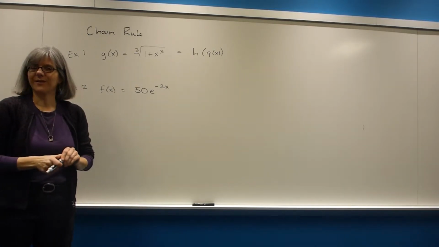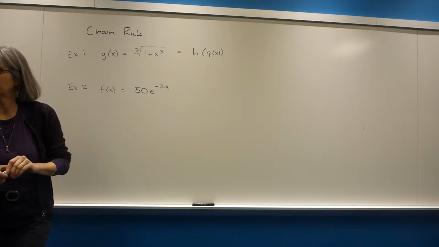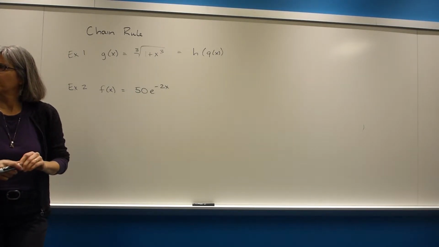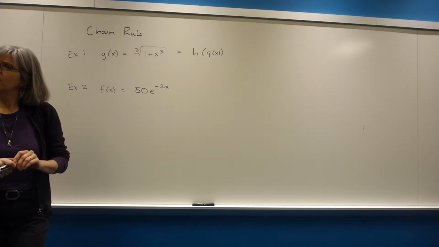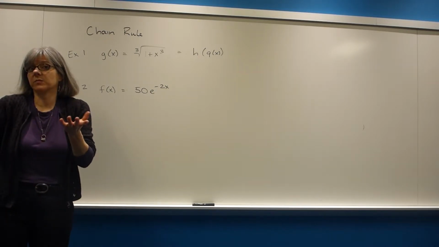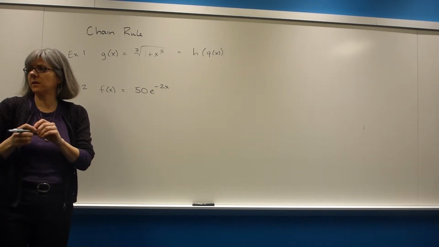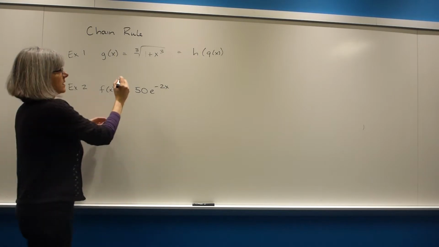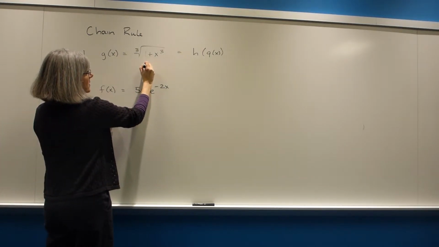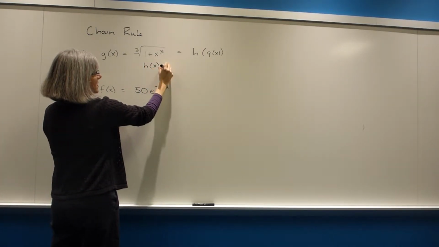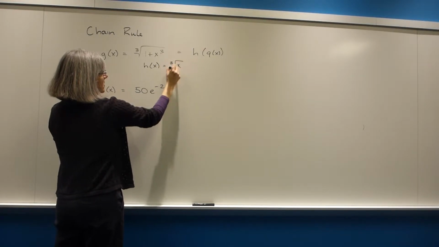All right, so do you guys have some ideas? Because there are multiple right answers, give me your answer. What do you think? I guess h of x would be cube root of x. That's the outside function. q of x would be 1 plus x to the third.